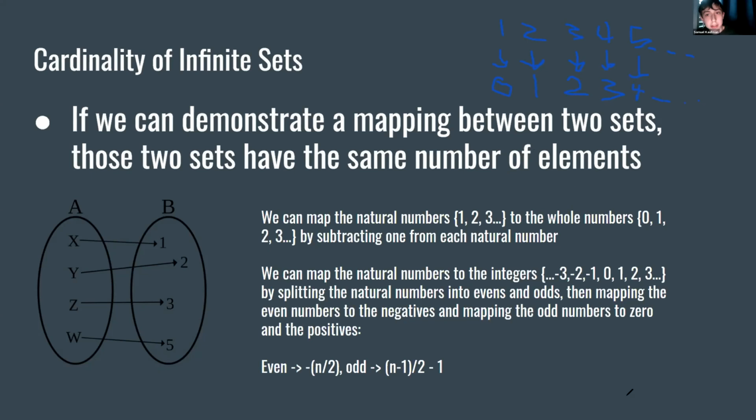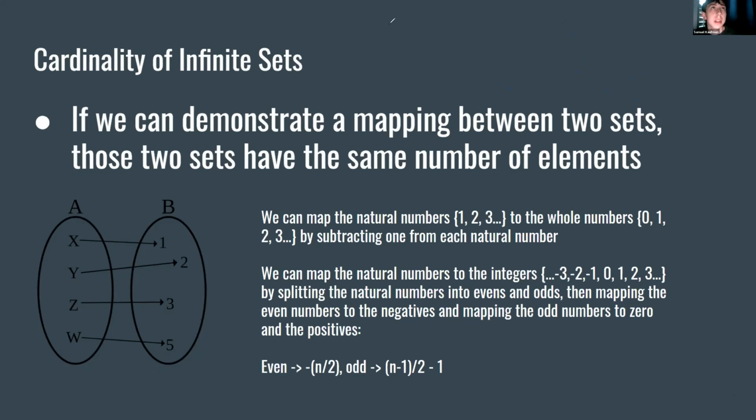It turns out that there are a lot of sets that have the same cardinality as the natural numbers and the whole numbers. We can also map the natural numbers to the integers. One way you can do this is by imagining the natural numbers as the evens and the odds.